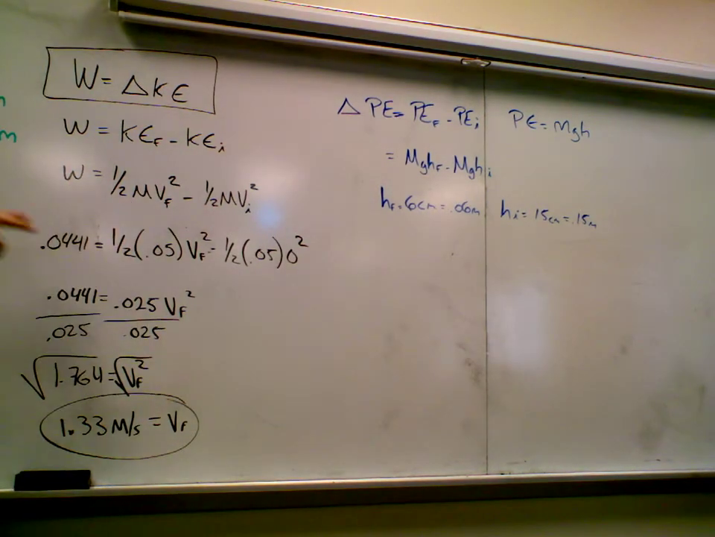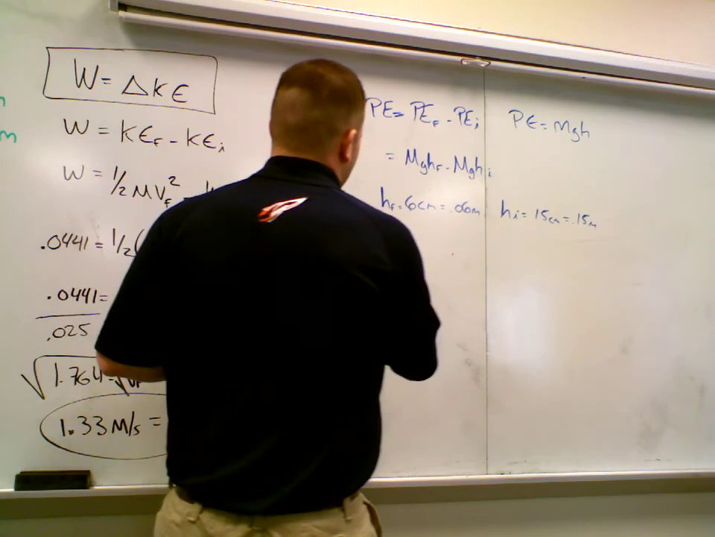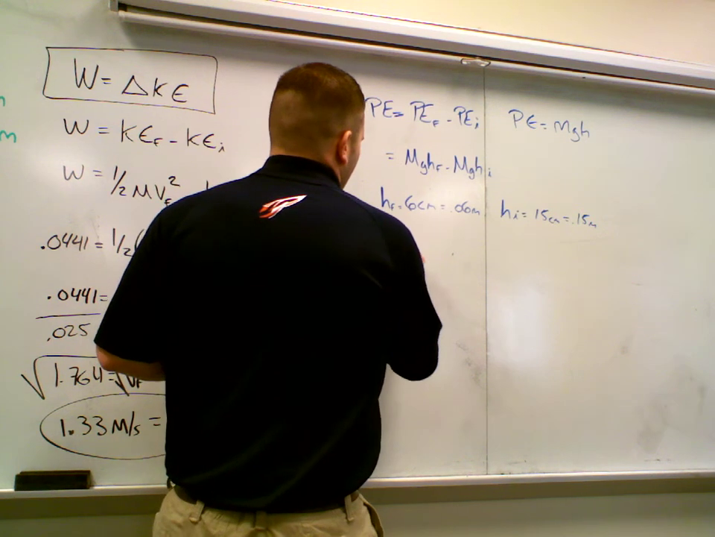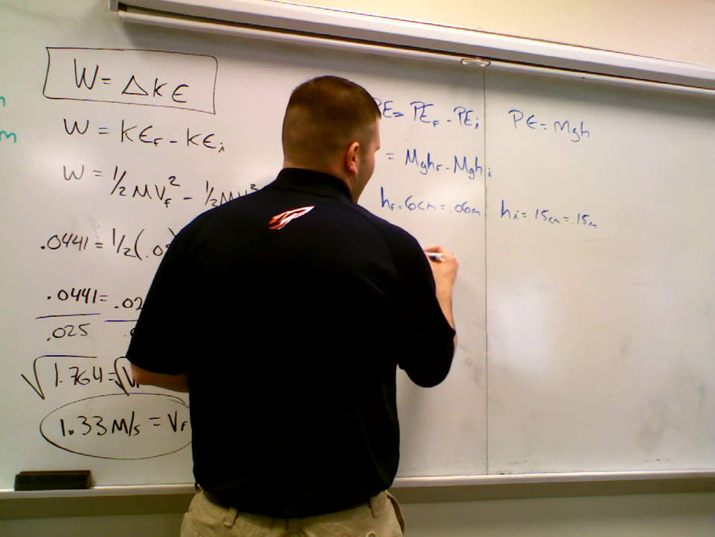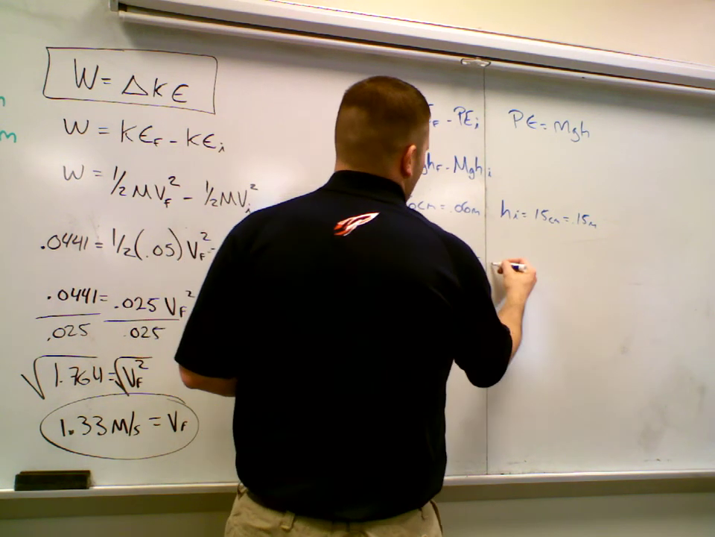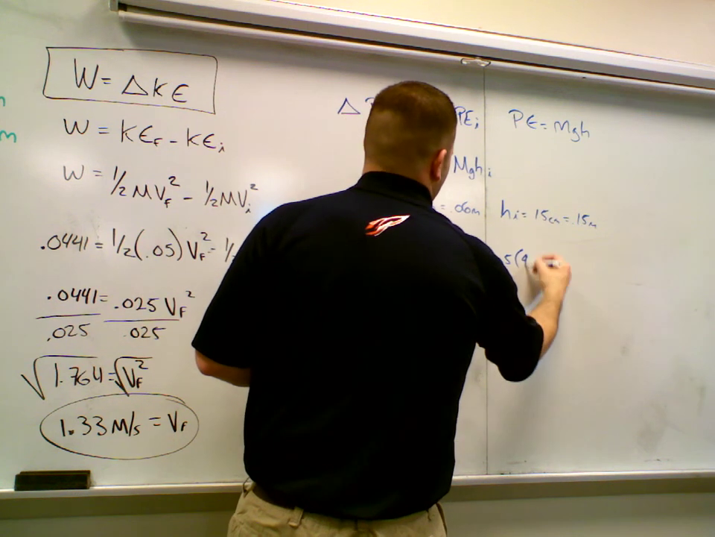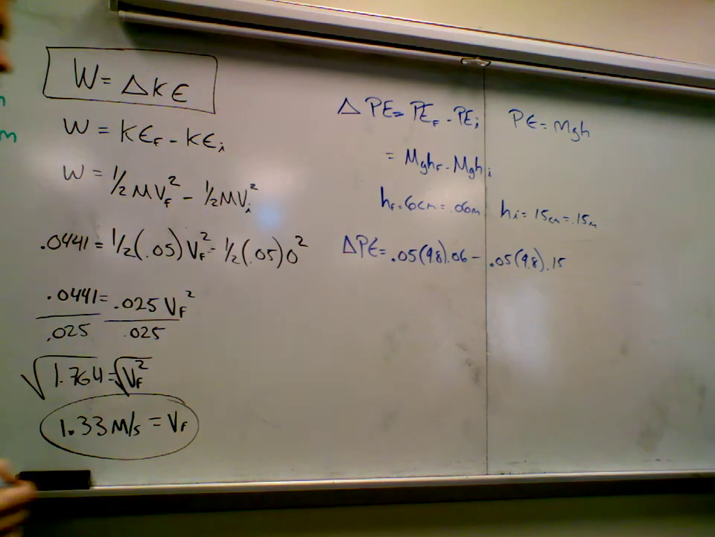Because we know mass is 0.05. We know g is 9.8, right? So we can find our change in potential energy by doing 0.05 times 9.8 times 0.06 minus 0.05 times 9.8 times 0.15. If you want to factor out common terms and distribute or reverse distribute, that's fine. It's up to you. Or just plug it all in. And what do we get?